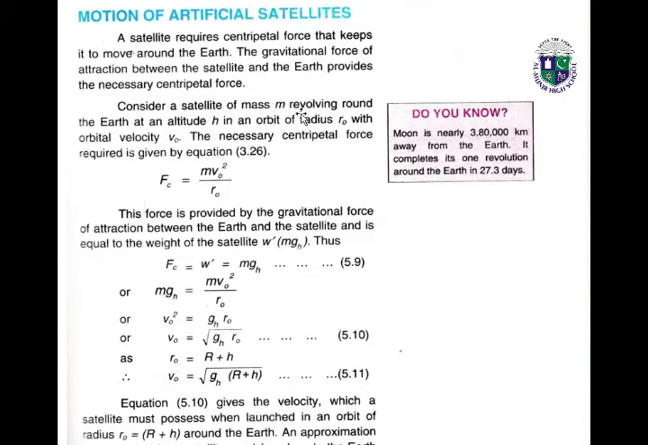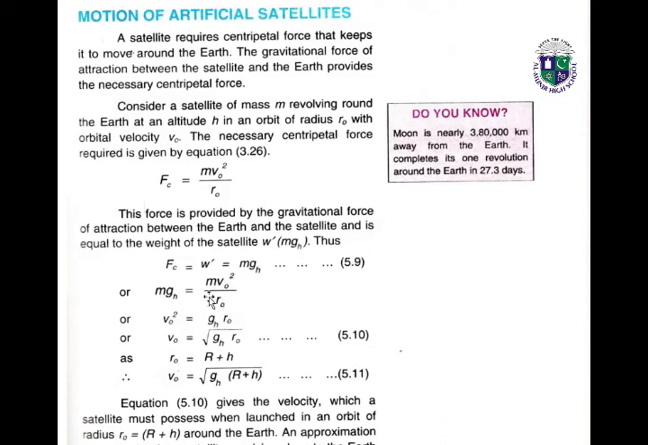Consider a satellite of mass m revolving around the earth at an altitude h in an orbit. Its radius is r0, and its orbital velocity is v0. We can say that the centripetal force of an artificial satellite is equal to m v0 square over r0. This force is provided by the gravitational force of attraction between the earth and the satellite and is equal to the weight of the satellite, which is equal to m g h. H shows the altitude. So we can say that m g h is equal to m v0 square over r0.